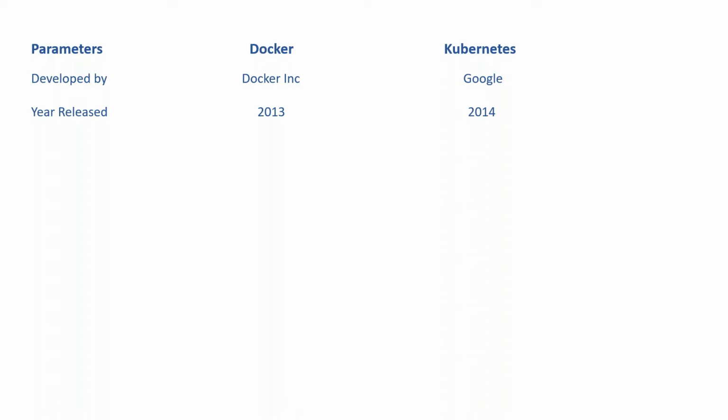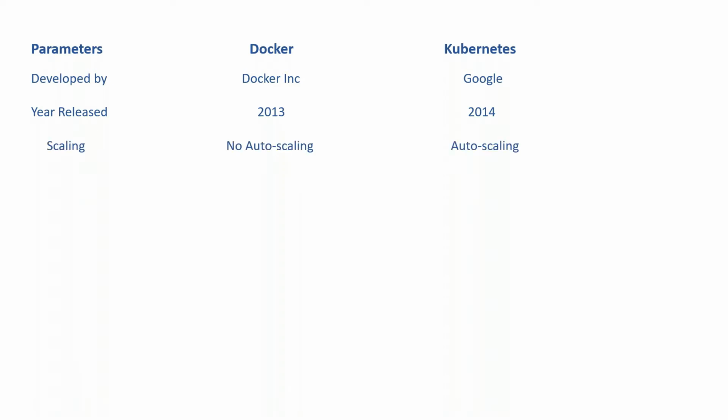Year released: Docker was released in 2013. Immediately Kubernetes implemented something, they added something on top, and released it in 2014. Docker has all the features, but in Docker, configuring a cluster is a big challenge. Whereas in Kubernetes, we can configure a cluster with a single command.